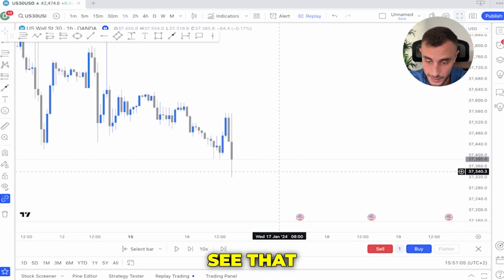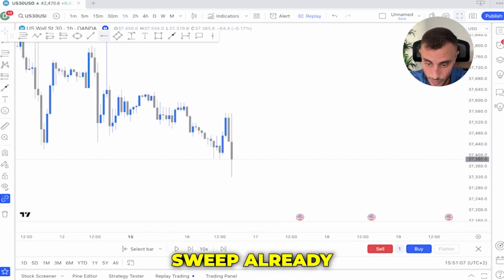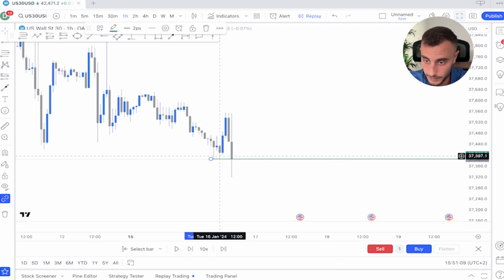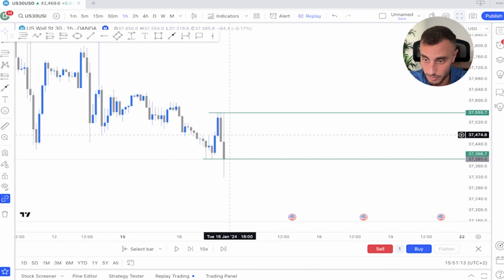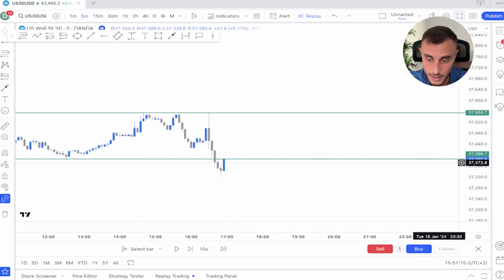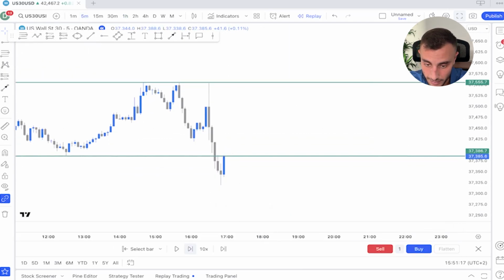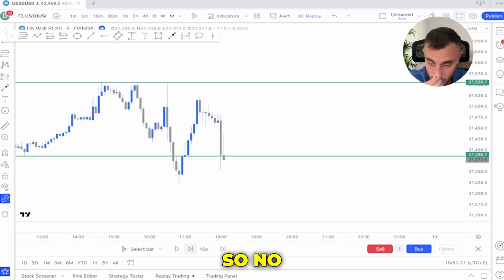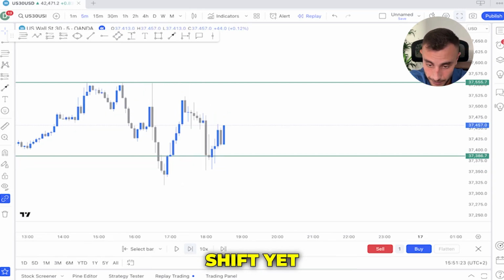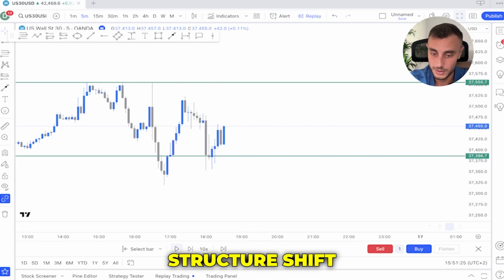Right here, we can see that we have a sweep already. It swept that low. And then we have another liquidity level there. Let's go on the 5 minute now and see if we have an entry. Okay, so no market structure shift yet. Still no market structure shift.